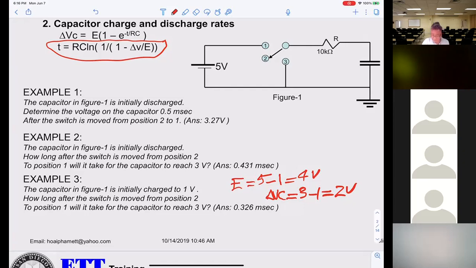The answer will be 0.326. Anyone get that? Basically, try to understand those two formulas. And the key point will be delta VC. That means the voltage charging or discharging on the capacitor. And also E.